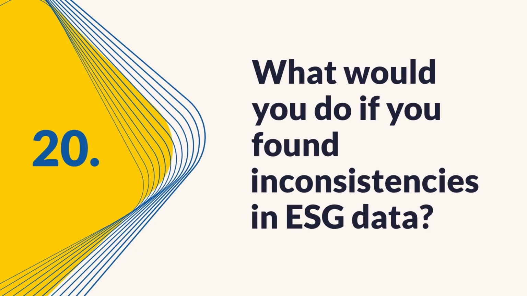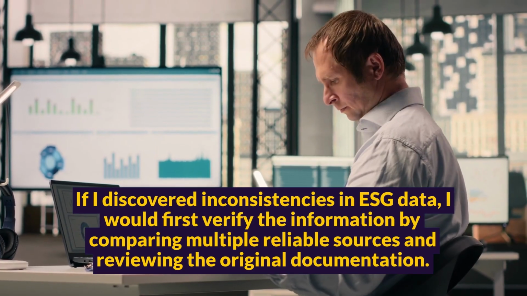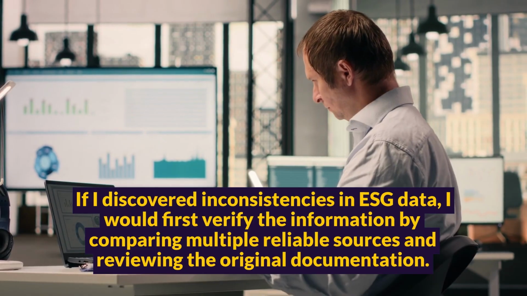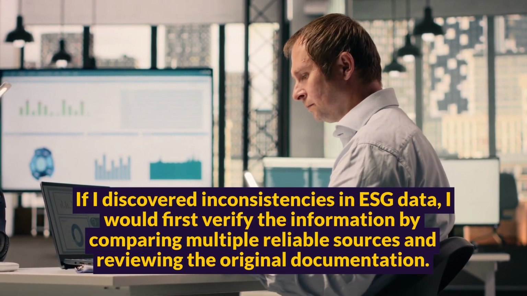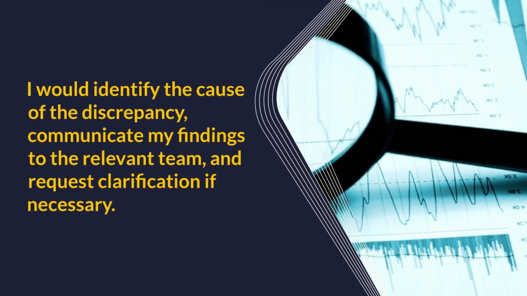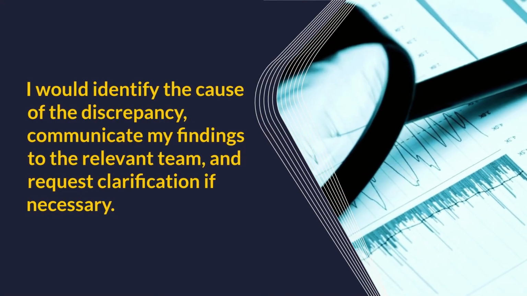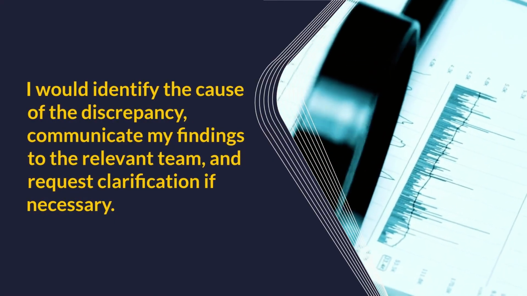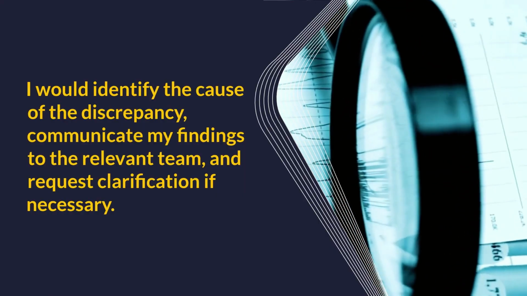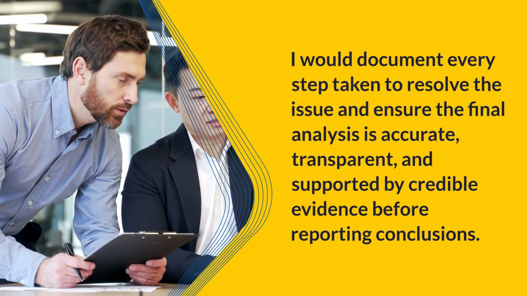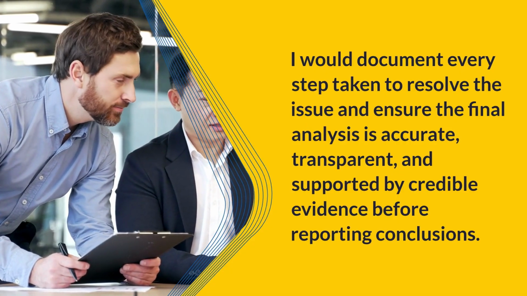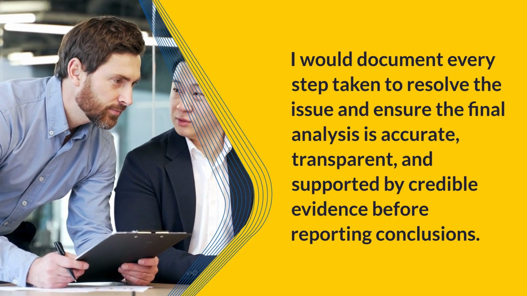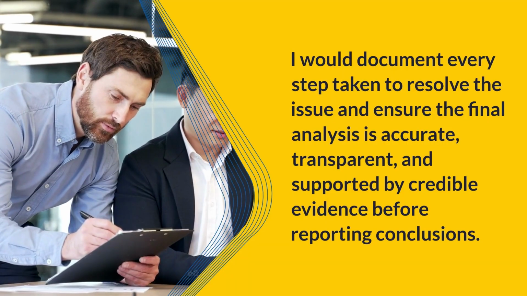20. What would you do if you found inconsistencies in ESG data? If I discovered inconsistencies in ESG data, I would first verify the information by comparing multiple reliable sources and reviewing the original documentation. I would identify the cause of the discrepancy, communicate my findings to the relevant team, and request clarification if necessary. I would document every step taken to resolve the issue and ensure the final analysis is accurate, transparent, and supported by credible evidence before reporting conclusions.